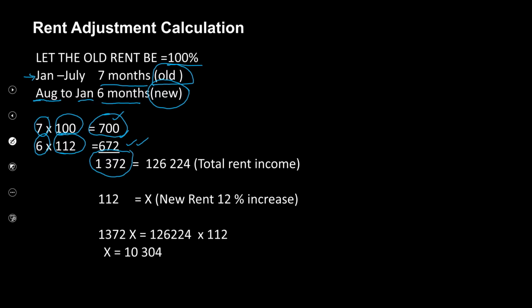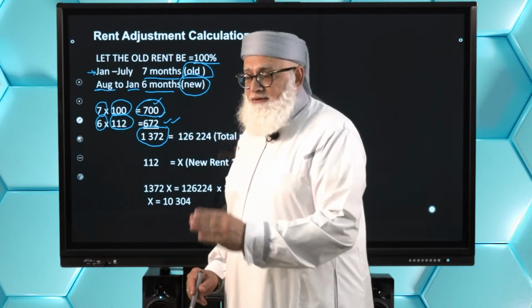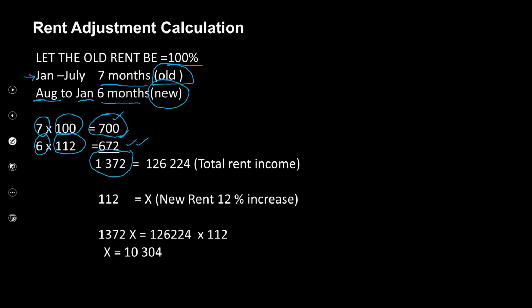Look at your layout, very important when you're doing a calculation of this nature. The layout of your work so that you know what you are doing. 1372 is equal to the given figure in your trial balance, the total of rent income as it was given to you in your trial balance. So you've drawn up an equation. So what are you saying? You're saying that 1372 in terms of percentages is equal to my rand value of 126,224.